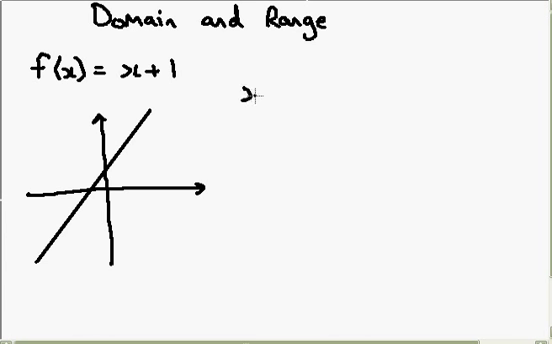So what we say is that x can belong to the real numbers, which is all the numbers you like under the sun, except for the complex numbers, which we don't need to go into. So we can write x belongs to R. This little symbol here means belongs to. Subsequently, because I can plug in any value of x I like, I can get out any value of f we like, so f of x also belongs to R.